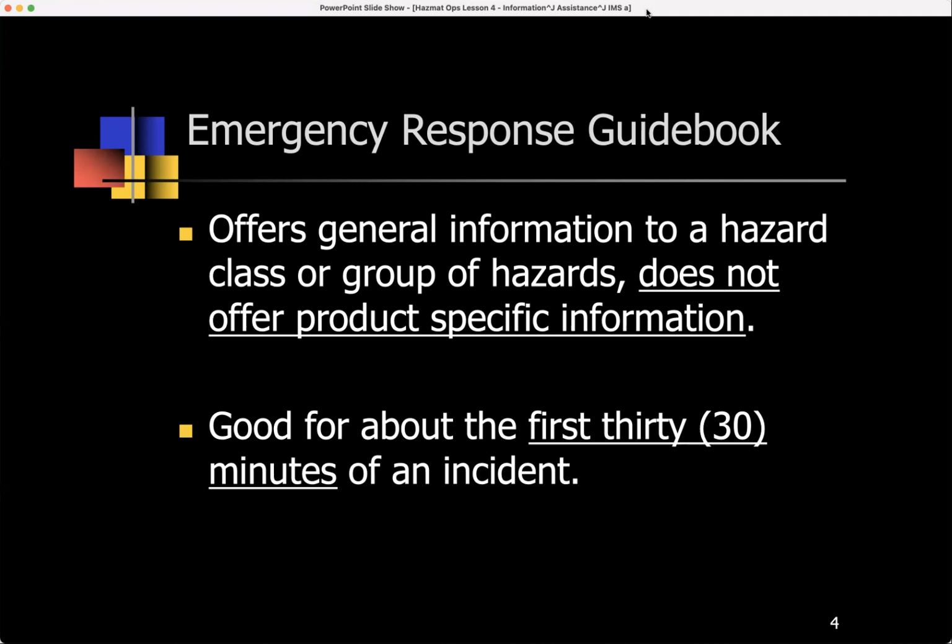The emergency response guidebook's good for about the first 30 minutes of an incident. It's good in the recognition, the identification, and notification portion of an incident. Okay, it gets things started. It gives you a game plan to start managing an incident when you might have no idea how to do so. You have no familiarity with the product or the material, and so this will help get you started, based again on groups of hazards.